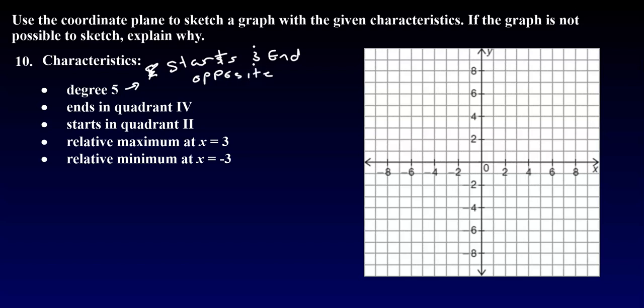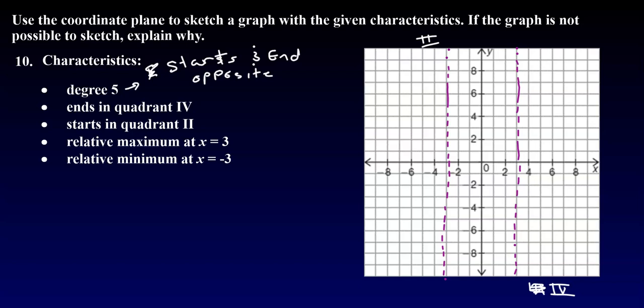Okay, and in this case, we're starting in quadrant 2, which is here, and ending in quadrant 4, which is down here. And then we have a relative max and a relative min, a max happening when x is 3, and a min happening when x is negative 3. So x is 3 is here, and x negative 3 is here. Okay, so we have to have a minimum at the first line and a max at the second.